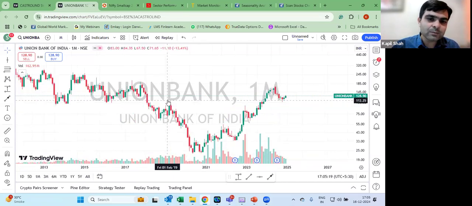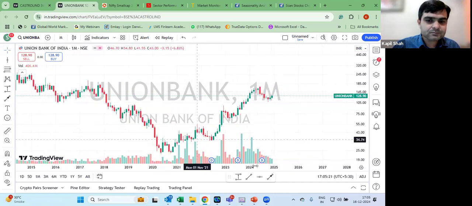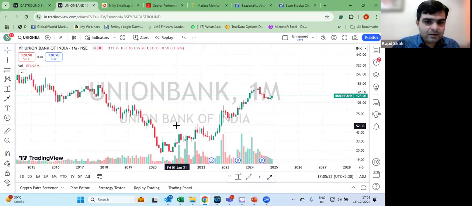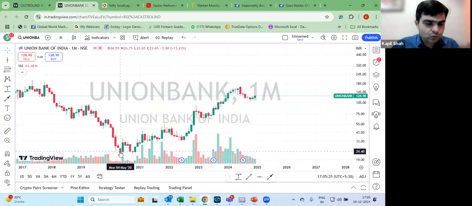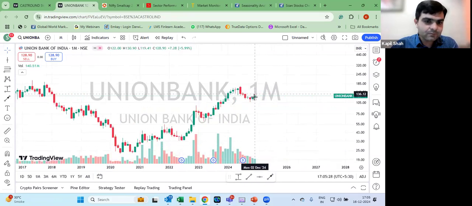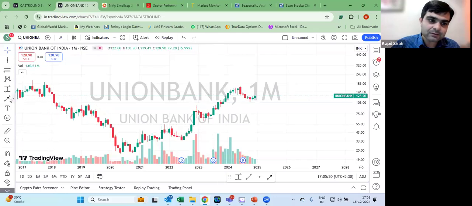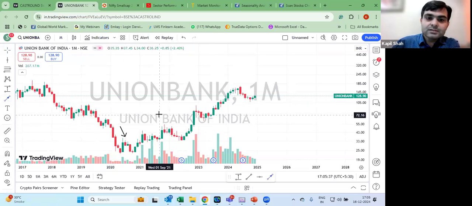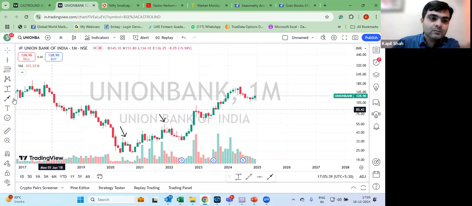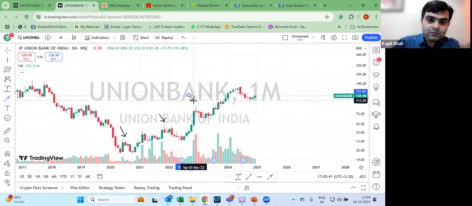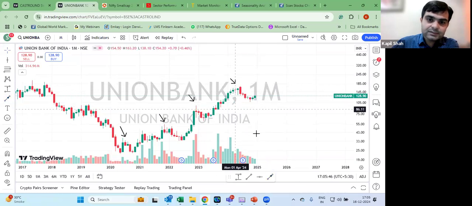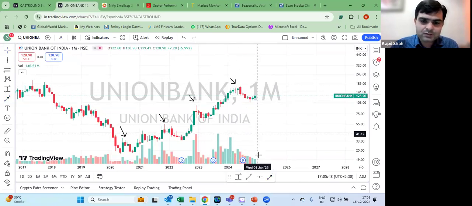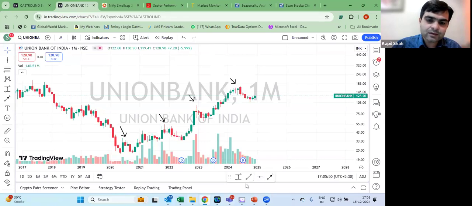Now, let's say this is what my Union Bank is all about, right? In this particular chart, since 2020 prices have moved up, but there have been intermediate falls. So let's say this is my first fall. This is my second fall. This is my third fall, and then this is my fourth fall. So these are the major falls that I'm able to see in this particular chart.